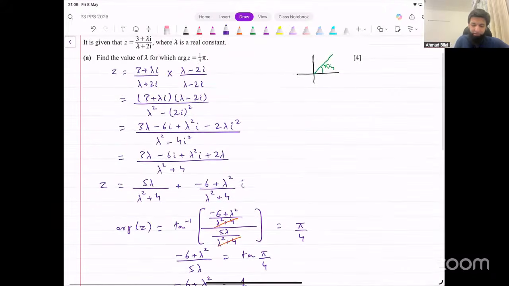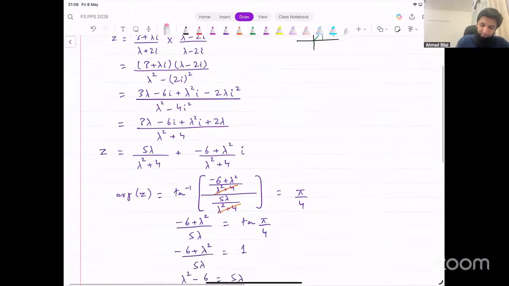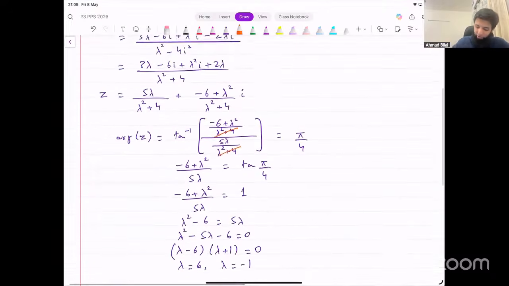Now the question said find the value of lambda. That's a singular. So that means there has to be only one answer. We're getting multiple answers. That means one of them is not going to be possible, right? Now, how do we ignore one of them?